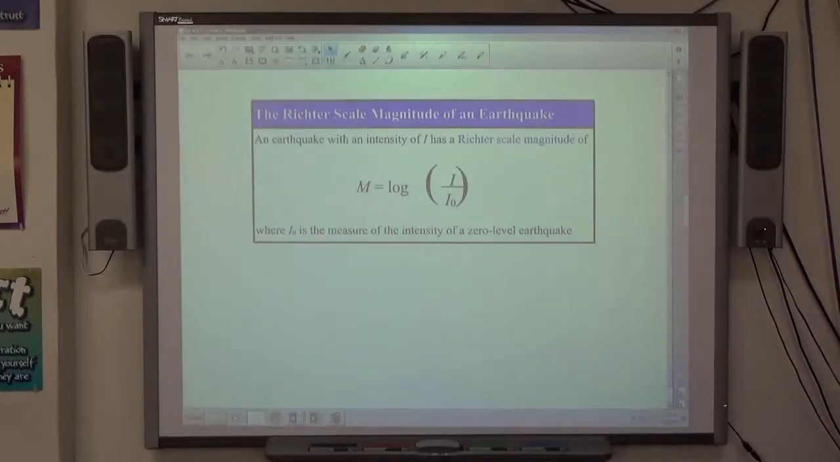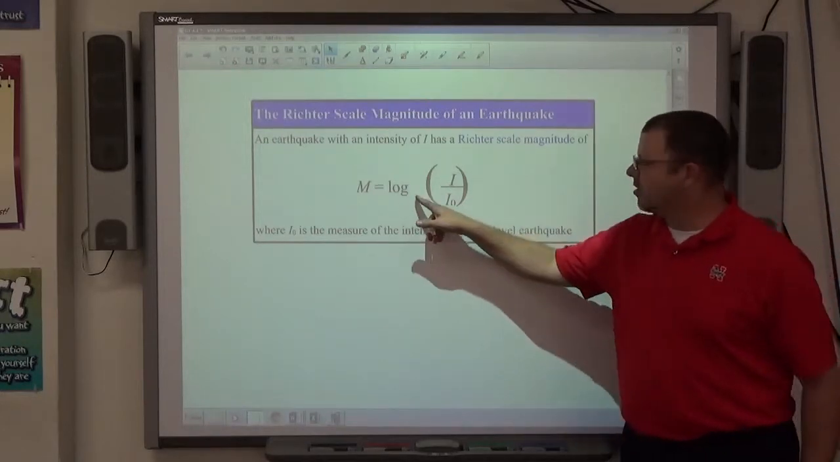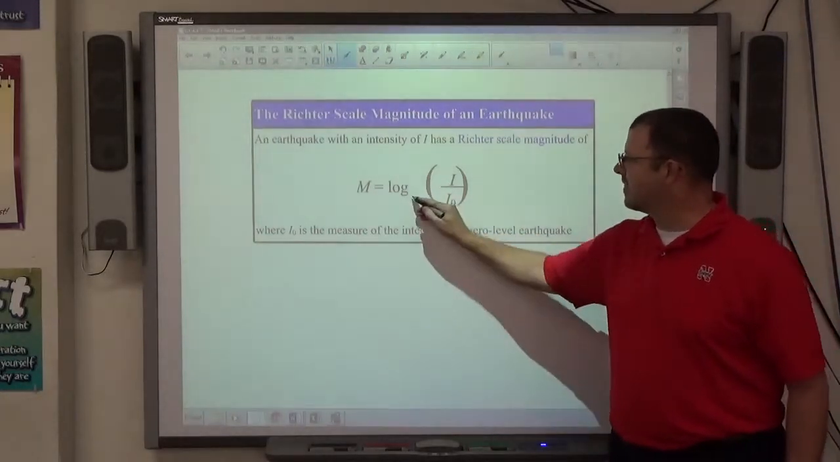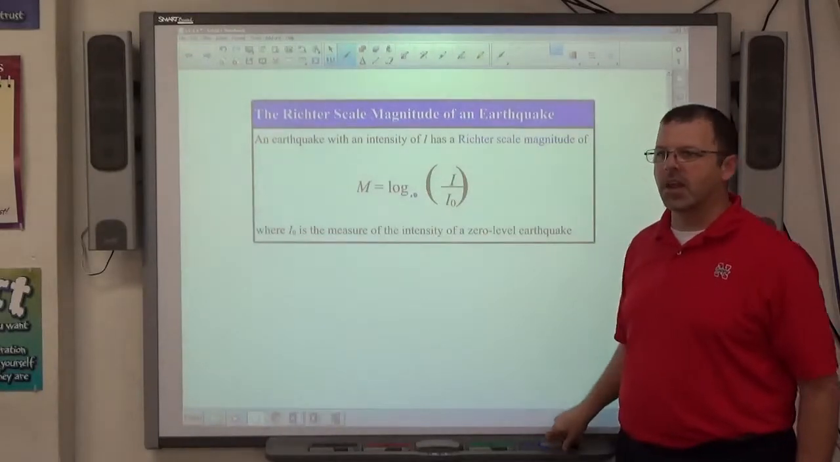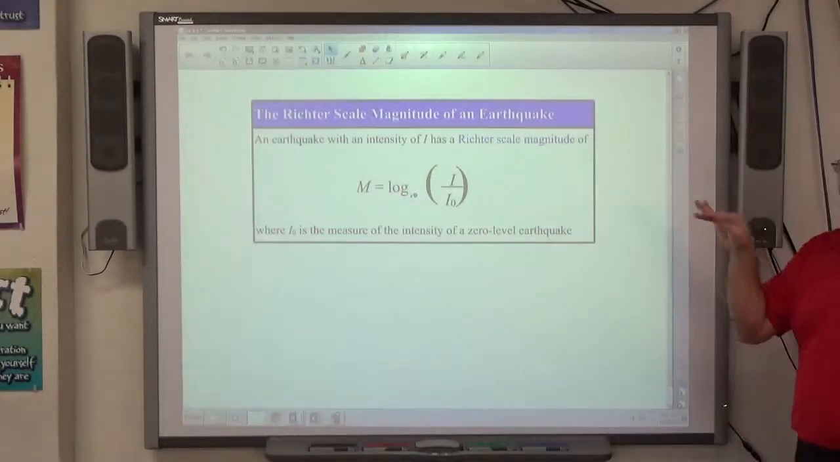Okay, the next couple problems we're going to use the Richter scale magnitude of an earthquake based on earthquake intensity. This is not usually how earthquakes are measured, but this is a valid fact of earthquakes, and this is the magnitude equation based on intensity. This log has no base written, which means it's understood to be base 10. If you want to write base 10, that doesn't hurt anything, but just know it is base 10 logarithm.